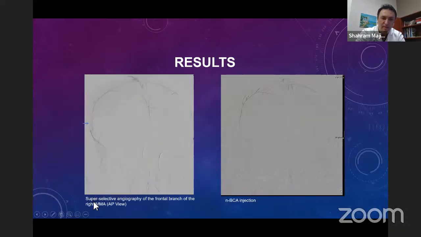Another example, on the left side, you see a super selective angiographic run of the frontal branch of the middle meningeal artery. The arrow points to the tip of the microcatheter, again, way higher than any collaterals to the eyes. And you see some blush towards the subdural membrane. On the right side, you see the actual NBCA injection with the sugar push technique. And you see how diffusely the glue is filling the entire branch and crossing to the contralateral meningeal artery branch.